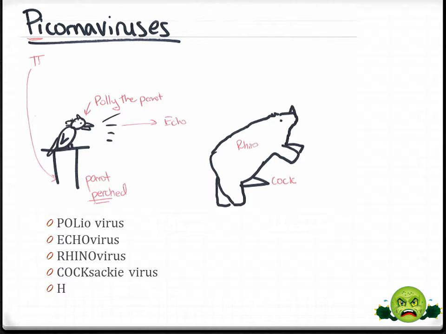We follow Polly the parrot's echo, we end up running into a gigantic rhino. And that gives me a rhinovirus. And because the rhinovirus is so agitated by Polly's singing, he's reared up on his back legs, and I know it's a little crude, but you see his cock, that gives me coxsackievirus.